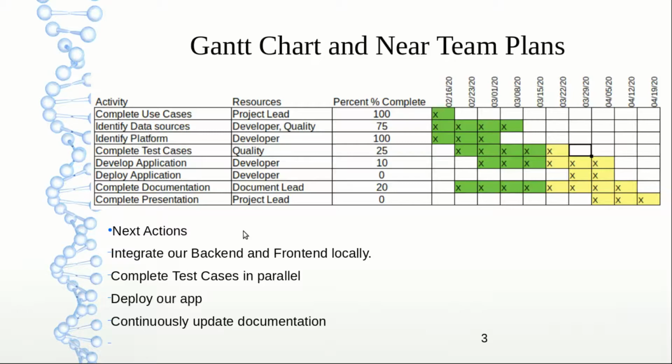If you look at our Gantt chart, we're green across the board. Looking forward, like I said, we're going to be looking to integrate our back end and front end. We're going to be completing our test cases to make sure we can deploy this accurately every time. Working on deploying our app through our GitHub account and through Docker. And we're continuously updating our documentation. With that, we'll jump into Anand, who will give you a demo of where we currently are in our back-end development.